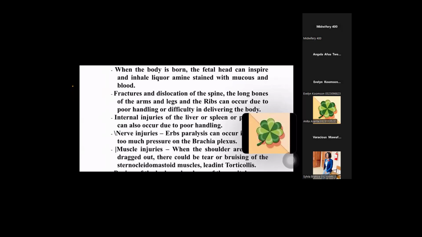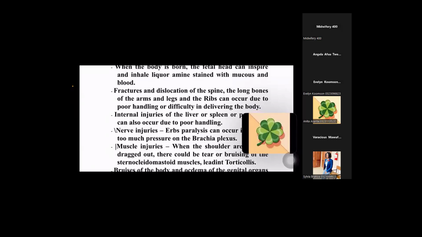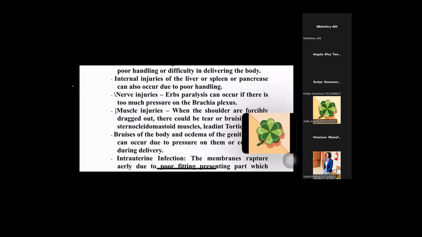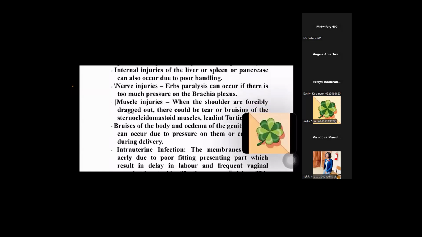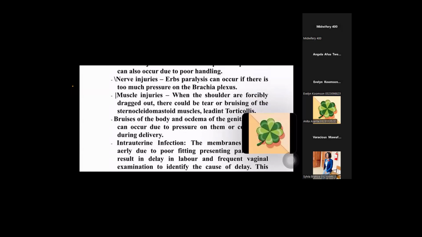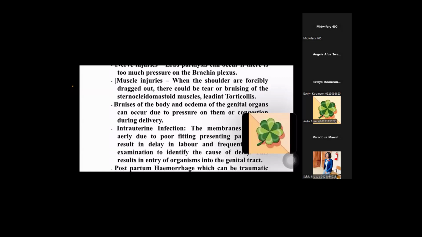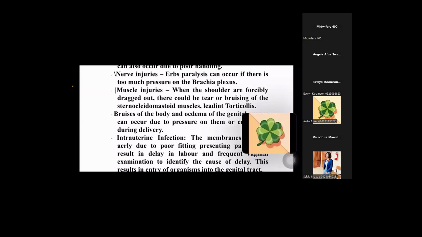Internal injuries of the liver or spleen or pancreas can also occur due to poor handling. That one too is self-explanatory. Nerve injuries: Erb's palsy can occur if there is too much pressure on the brachial plexus. So if you don't handle the fetus well and you have to compress the fetus so much, some nerves will be injured. Muscle injury: when the shoulders are dragged out, there could be tear or bruising of the sternocleidomastoid muscles leading to torticollis. I think when we treated torticollis in high risk, they explained it to us. So this one too is self-explanatory.